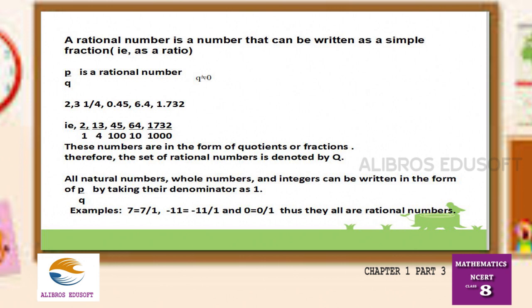All natural numbers, whole numbers and integers can be written in the form of P by Q by taking the denominator as 1. So, let us see some examples. 7 is equal to 7 by 1. Minus 11 is equal to minus 11 by 1. 0 is equal to 0 by 1. So, these are all rational numbers.